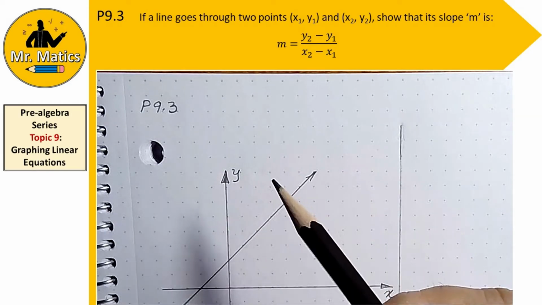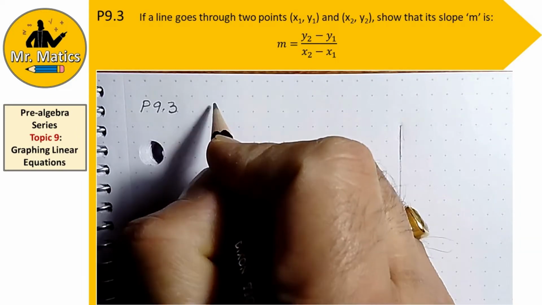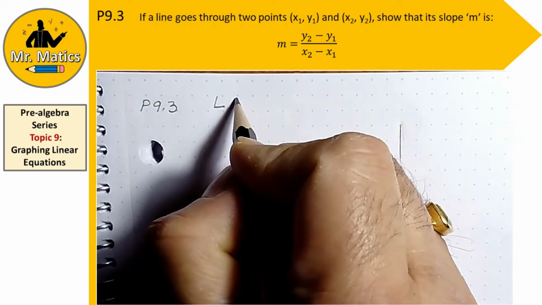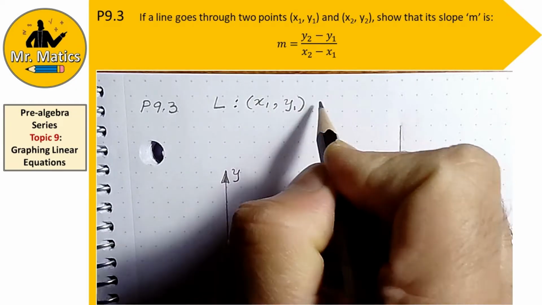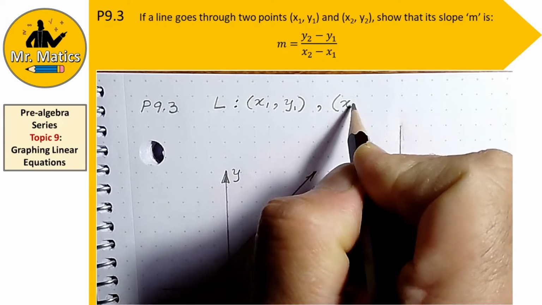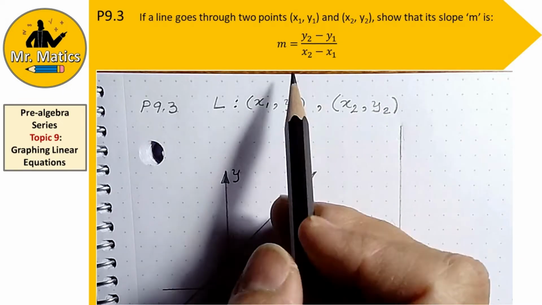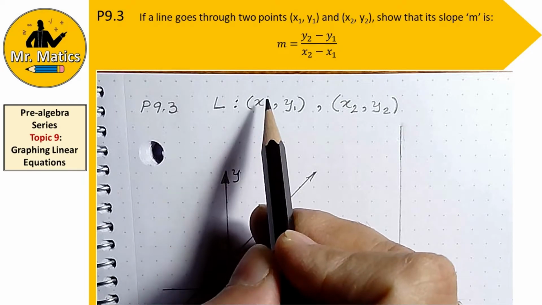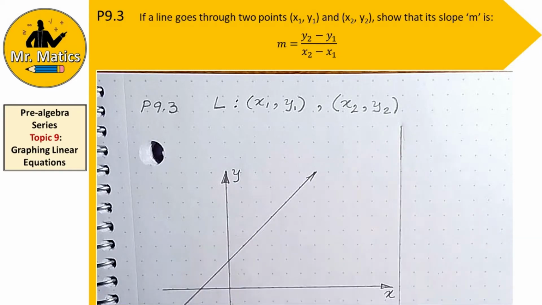So let's start. If a line goes through 2 points x1 comma y1 and x2 comma y2, they're saying that this line, let's say L, is passing through 2 points x1 comma y1 and x2 comma y2. Those are the values. We are using a variable value here, but it's an unknown number, but it's a fixed number, x1 y1 and x2 y2. Show that its slope m is y2 minus y1 over x2 minus x1.